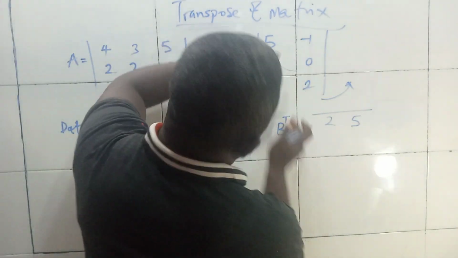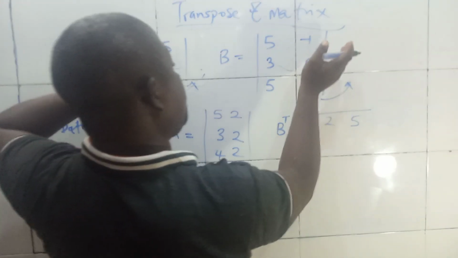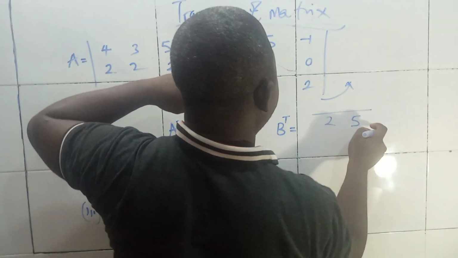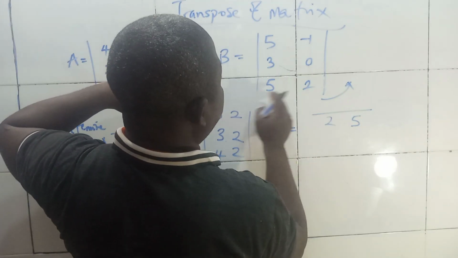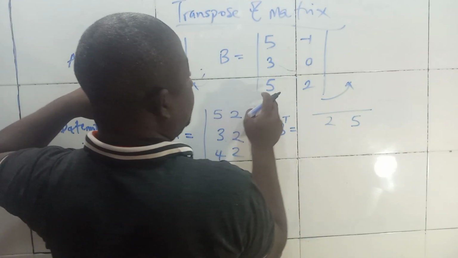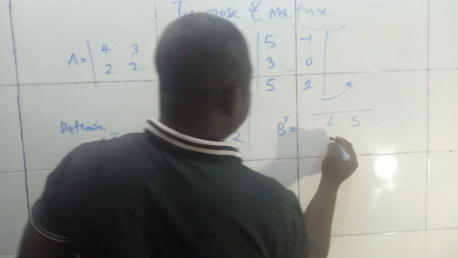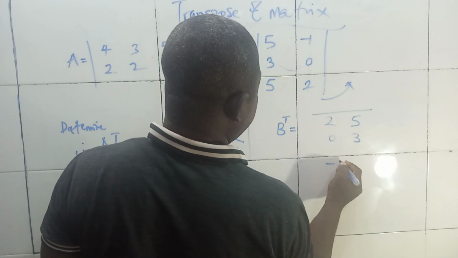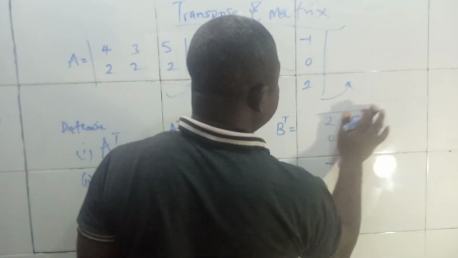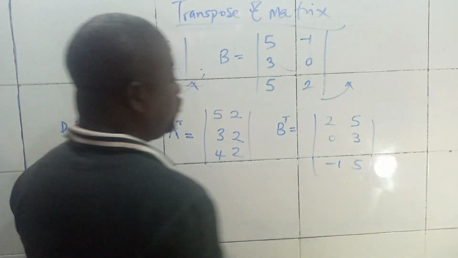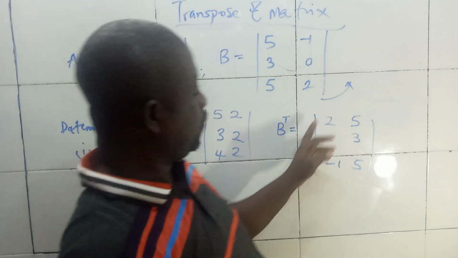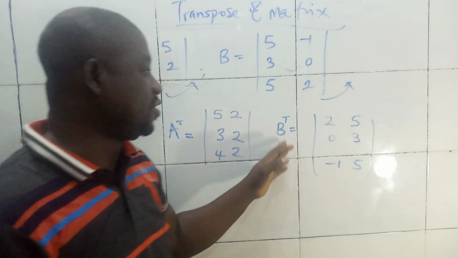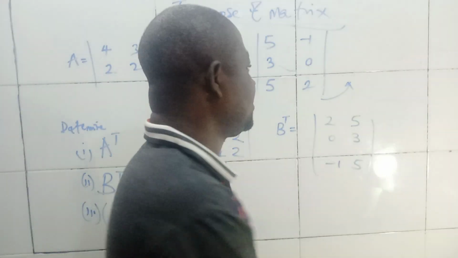Okay, 2, 5. The way it's going like this. If this one is going, we have 2, 5. Then we have 0, 3. Then we have minus 1, 5. So you can now rub this up. Meaning that if I should fold this back, I'm going to get this. So it's very simple. That's the name of what? The transpose.